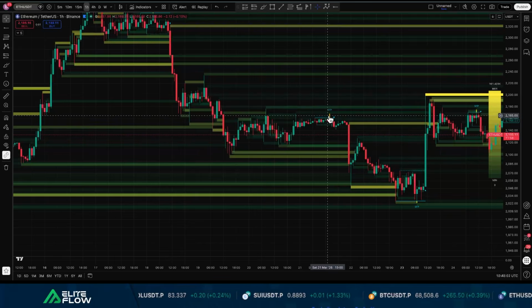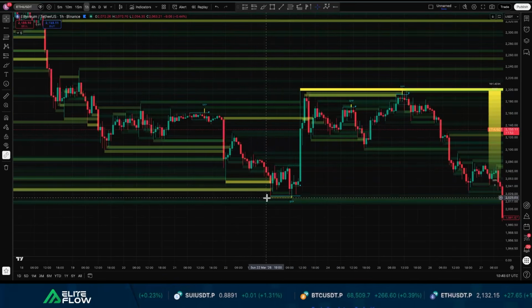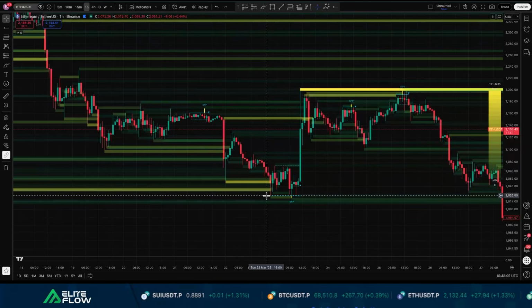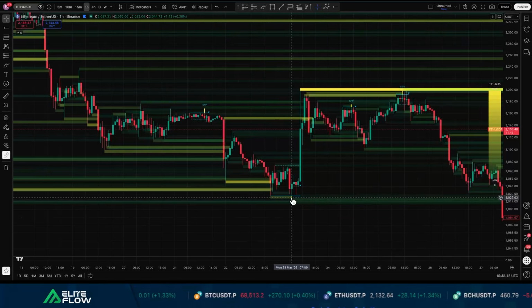This one told you, careful, this is going down. It did actually go down. This one told you, be careful. This little wick was below the previous low. It went down a little bit to grab some liquidity, got absorbed, and then went straight back up.